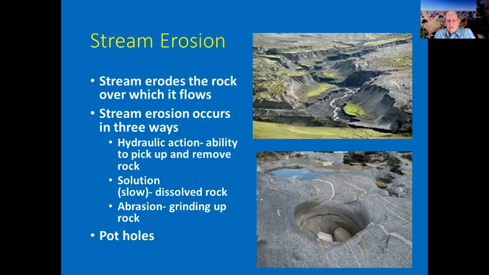When it comes to the stream, a stream erodes by hydraulic action, which is the ability to pick up and remove rock. It can also erode by dissolution or solution activity, where it dissolves the rock, and it can also develop the channel by abrasion or dragging rocks along the bottom.